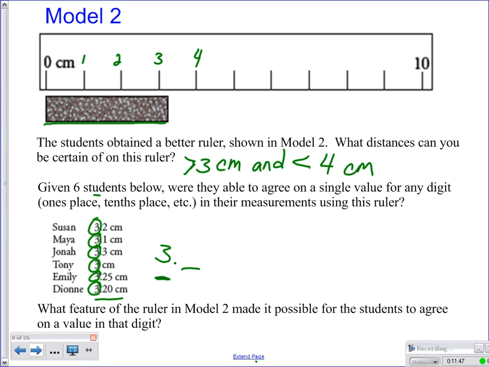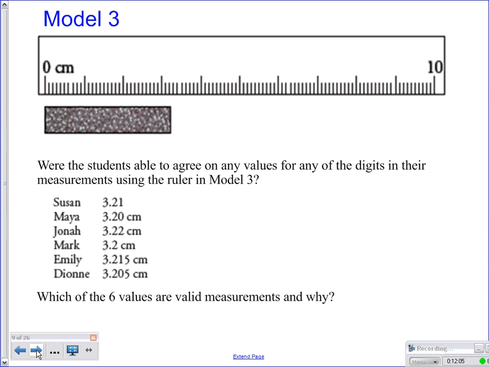So then the next question is, what feature of the ruler in Model 2 made it possible for the students to agree on a value in that digit? And it's the fact that it's got other lines of measurement in there. So it broke it down into smaller increments. So it made it a more precise piece of equipment. And again, we break this down even further. Same piece of metal. Here we've got our 3. Here we've got our 4.